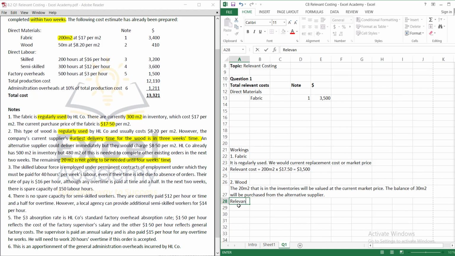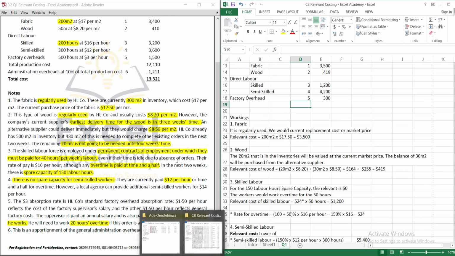Now the relevant cost of the wood should be, first of all, the 20 M2 that we value based on the current market price. The current market price here is how much? 8.2. They said it usually costs $8.2. Plus the 30 M2 multiplied by 8.50 per M2, because the alternative supplier would supply it at 8.50. That would be 164 plus 255. If you add that together, we would have 419. So you would recognize it here: wood, working note 2, 419.